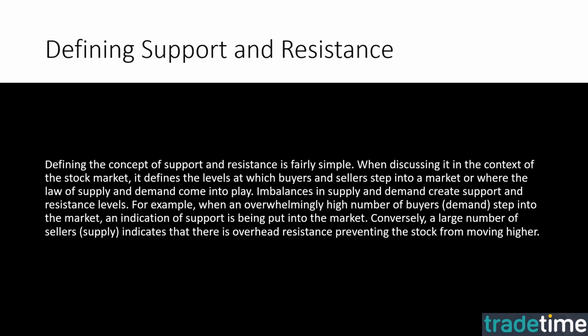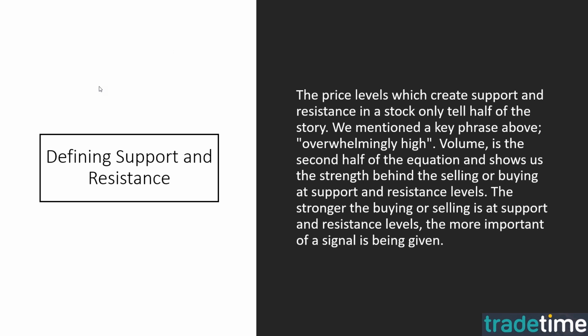Basically, when discussing it in the context of the stock market or the Forex market or the financial markets, it defines the level at which buyers and sellers step into the market and where the law of supply and demand comes into play. Imbalance in supply and demand creates support and resistance levels. For example, when an overwhelmingly high number of buyers step into the market, an indication of support is being put into the market. Conversely, a large number of sellers indicates that there's overhead resistance preventing the asset from moving higher. Now, that's a lot of words that sound a little bit complicated.